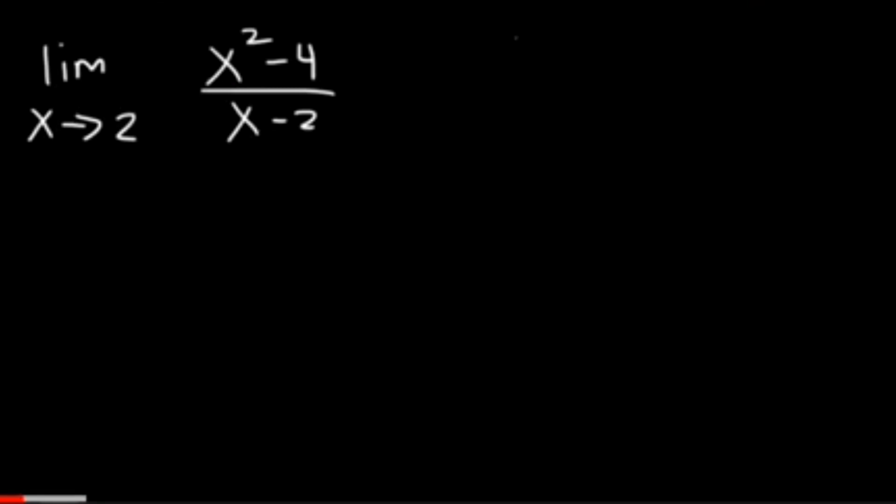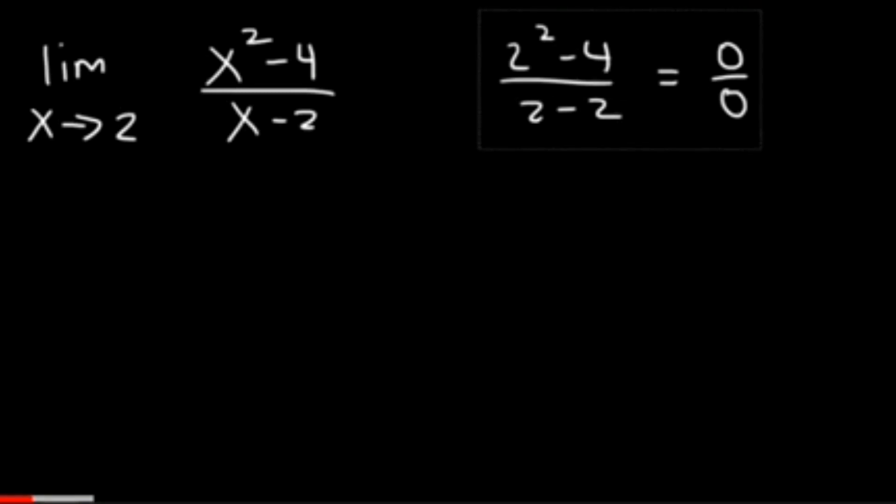If we plug in 2, notice what will happen. 2 squared is 4. 4 minus 4 is 0. So 0 over 0 is undefined, which we don't know what value that represents.